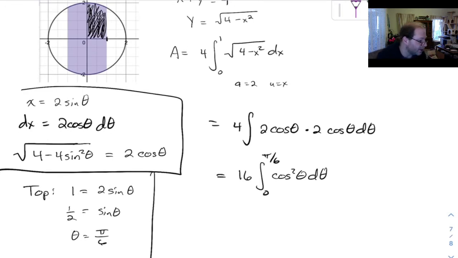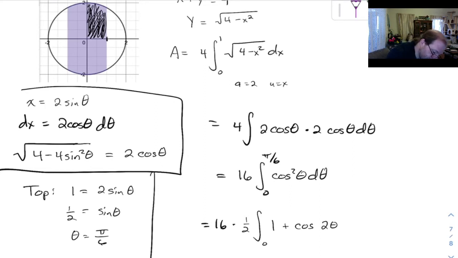All right, we've got to deal with that cosine. And remember, the way we deal with cosine is by using this formula here. I'm not sure if you can see it, but the double angle formula. So you get 16 times the integral of, let's see, 1/2. I'm actually going to put the 1/2 out front. 1 plus cosine 2x. That's what it says on my paper. But our variable here is theta, so we get 1 plus cosine 2 theta. We're going from 0 to pi over 6 d theta.